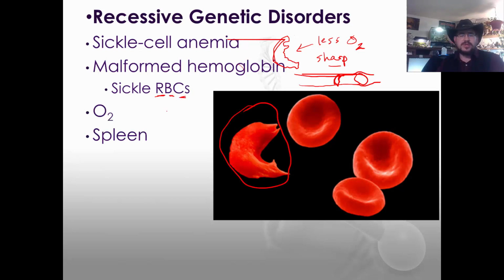So they carry less O2. One of the organs that will often take damage is the spleen, and it produces anemia. Anemia is where you're literally not getting enough oxygen for regular activity. So you're going to be exhausted. You're going to be very low energy, headaches, and whatnot. So if you have sickle cell anemia, you're going to be anemic. So pretty crappy disorder.